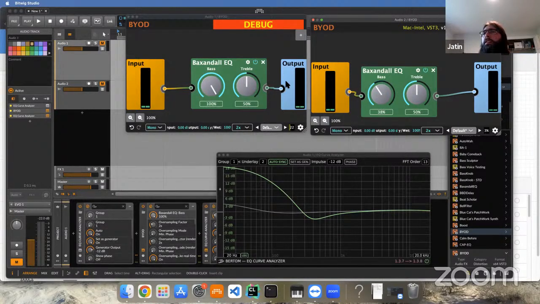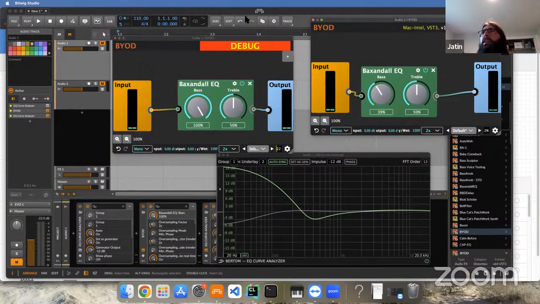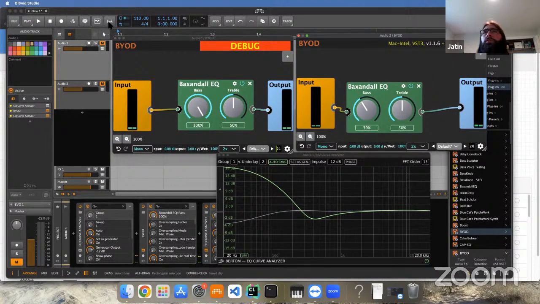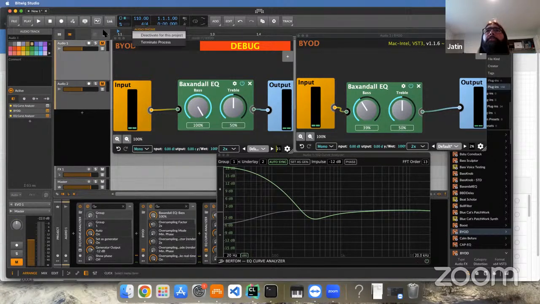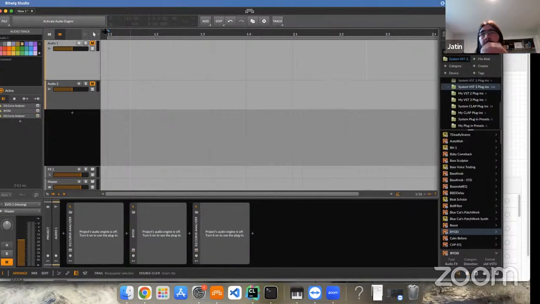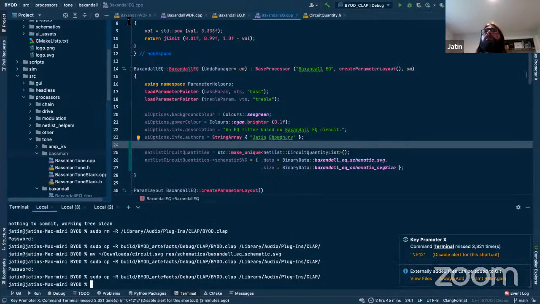So the gray line is the VST3, which is like the old version, and then the green line is the CLAP build, which is the one I'm making changes to. So that one will be kind of up to date with whatever changes I'm making, which will be nice. Cool.